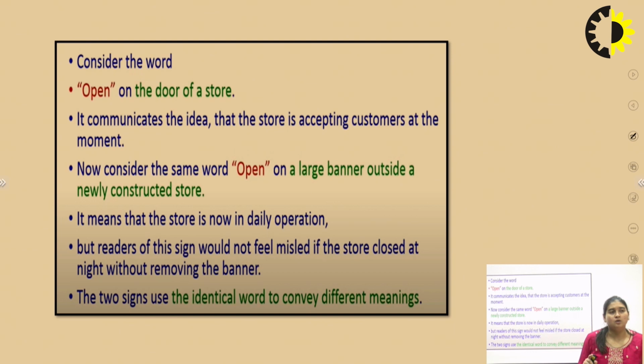Open on a large banner outside a newly constructed store. It means that the store is now in daily operation. But the reader of this sign wouldn't feel misled if the store closed at night without removing the banner. So there are two uses of the word, but they signify different meanings. The signs use the identical word to convey different meanings. So it is indispensable to understand the context in which the words are written, or what a particular sentence is trying to convey.